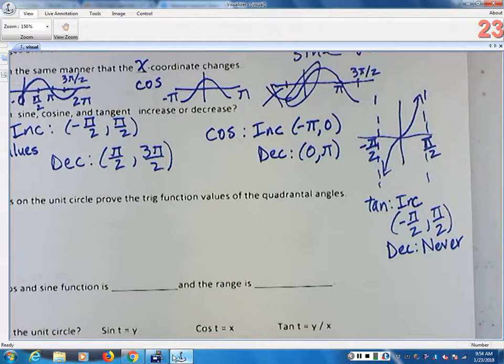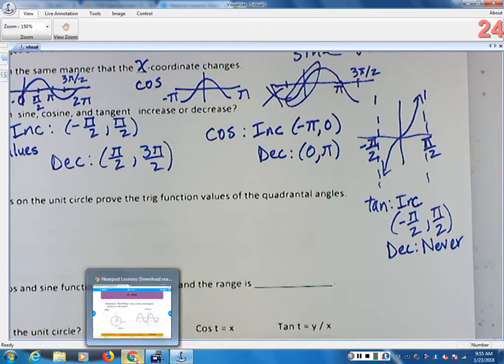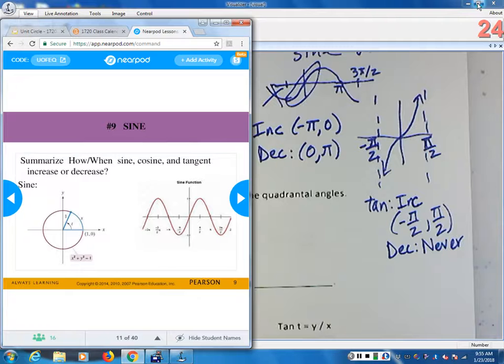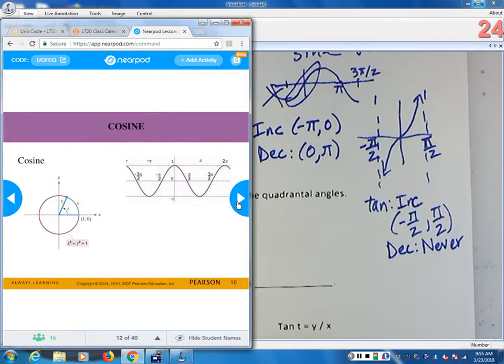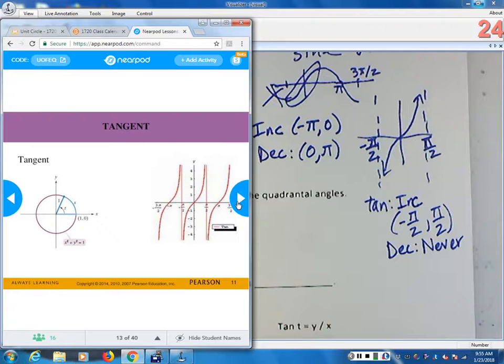Okay, that's increasing, decreasing. You got to get familiar with these graphs. Read the book. Increase and decrease. Cosine. So looking at cosine here. Tangent.